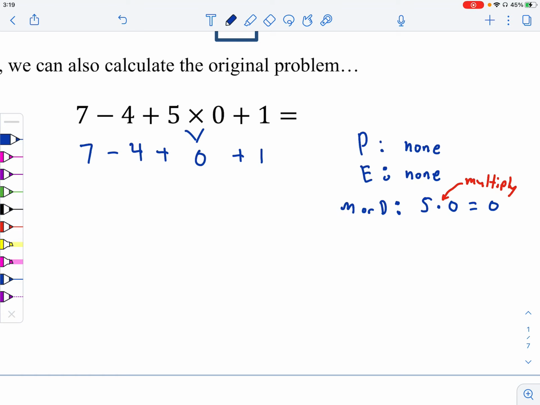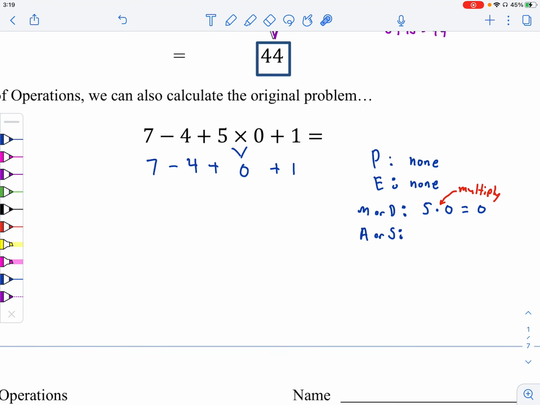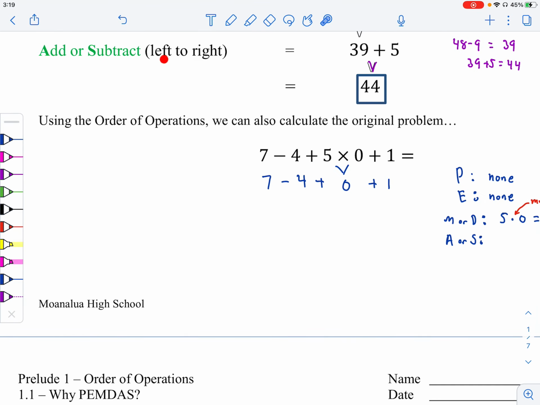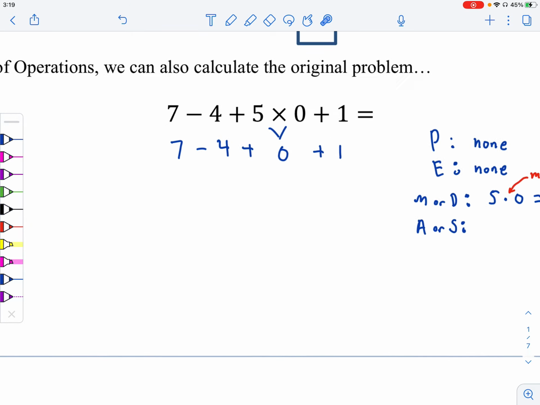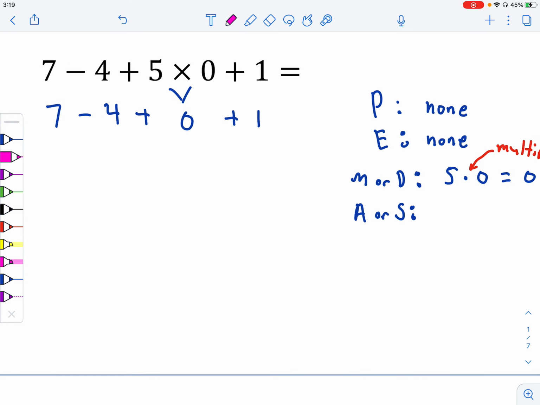Then we do add or subtract. We have subtraction, addition, addition. Which one do we do first? Remember, add or subtract, if we just have that, we go left to right. So we have to do 7 minus 4 first. 7 minus 4 equals 3.